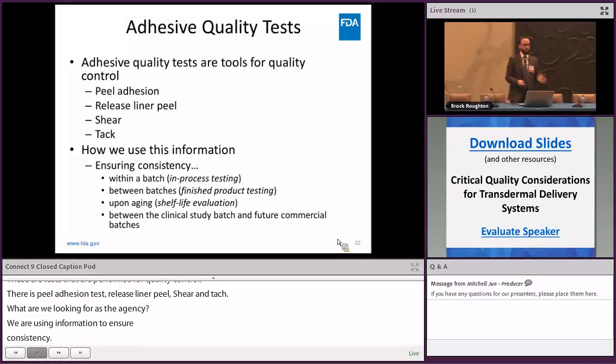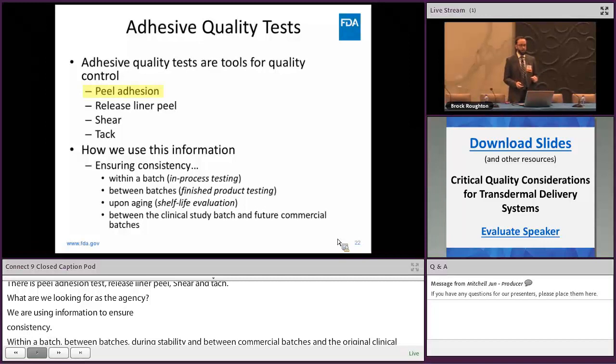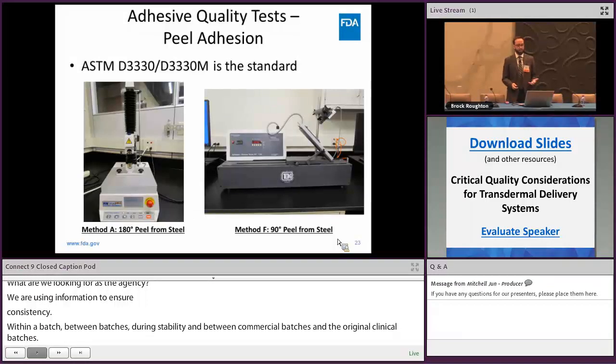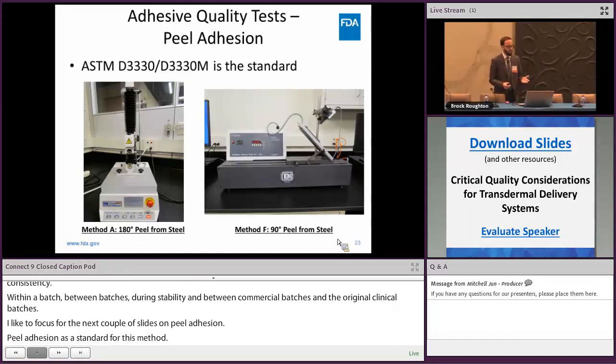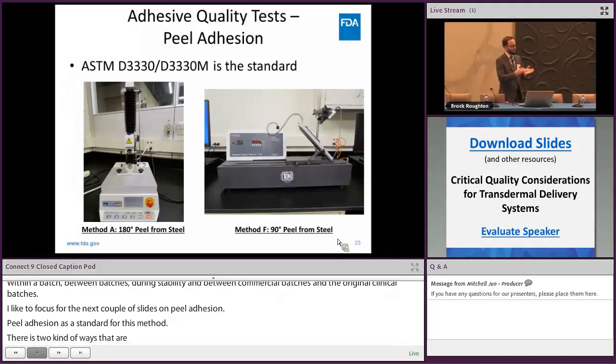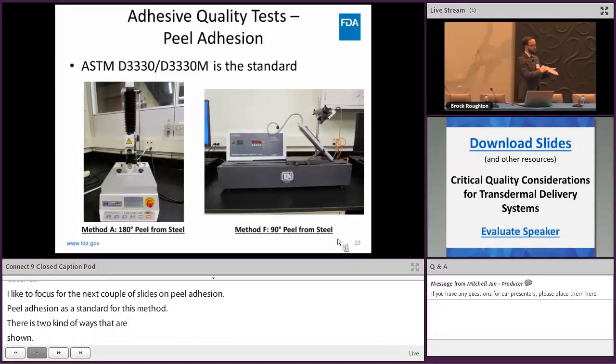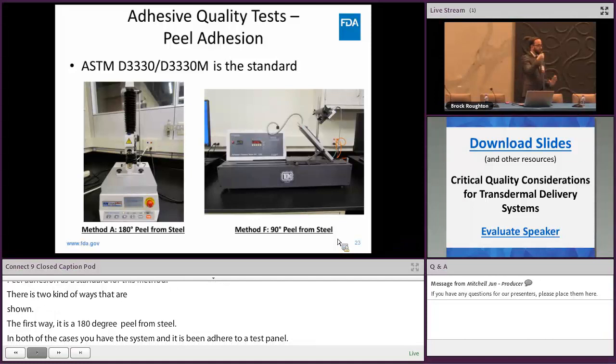So I'd like to focus for the next couple slides on peel adhesion. So peel adhesion has an ASTM standard for this method, and there's two kind of ways you can do it that are shown here. So the first way, in that method A, on the TAXT plus, that's a 180-degree peel from steel. So in both of these cases, you have the system and it's been adhered to a test panel. So in method A, you're pulling at 180 degrees from the test panel, and you're measuring that force of removal.